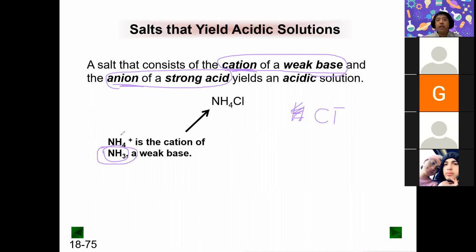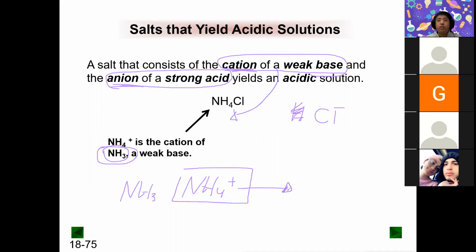If for whatever reason I change NH3, it is no longer NH3. It wants to remain as NH3. I do something to it where I make it into NH4. So I give it one more hydrogen, okay? So this is the cation of a weak base. So this has an extra H plus.